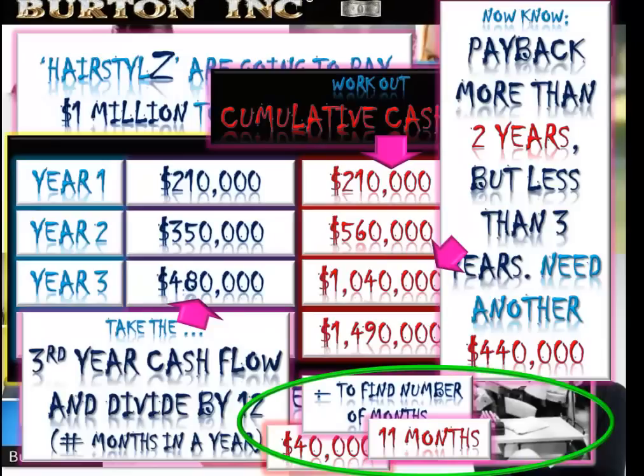Right. We can see that the payback period here is almost 3 years. It's 2 years and 11 months.